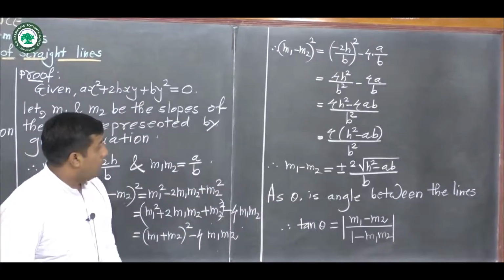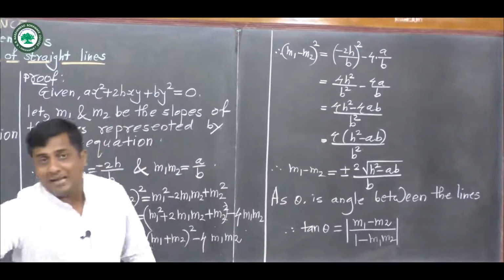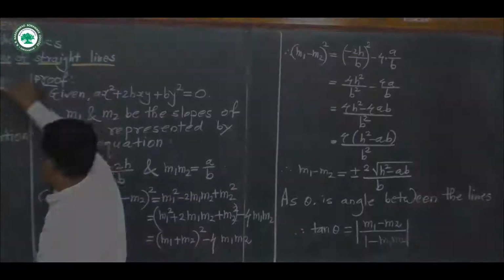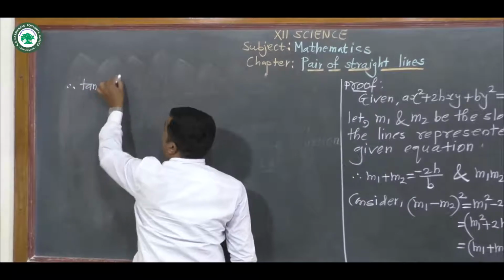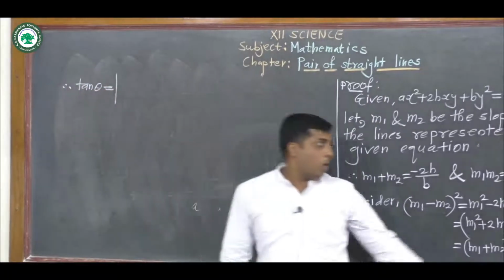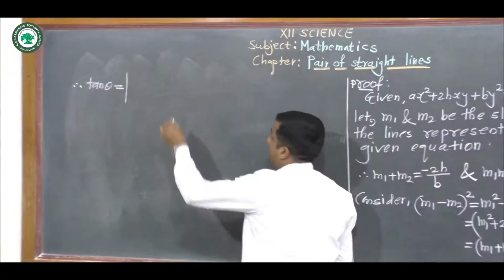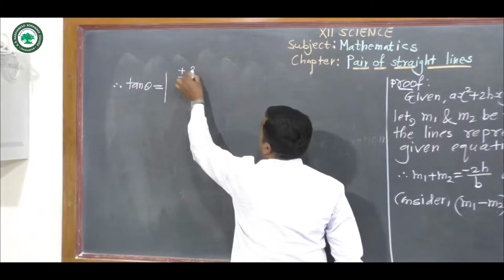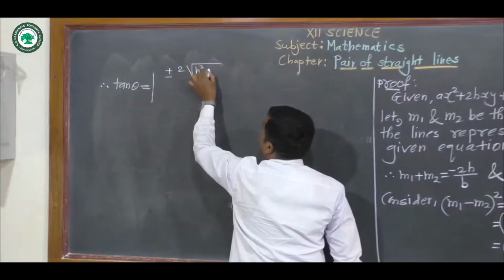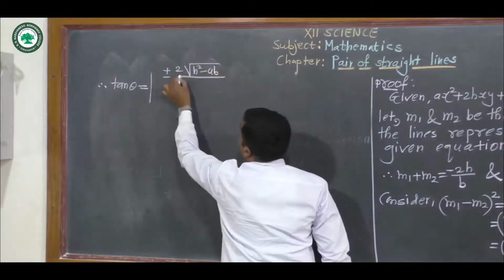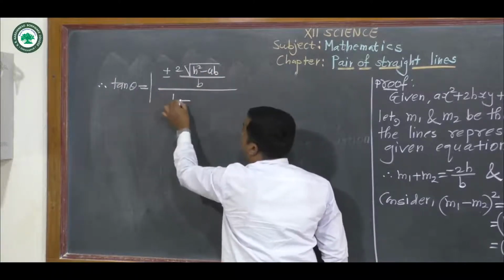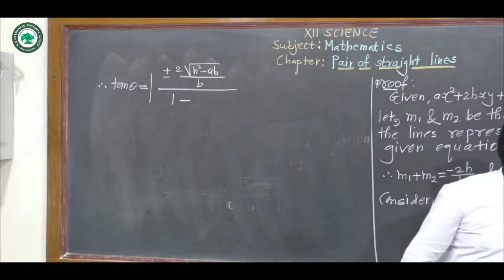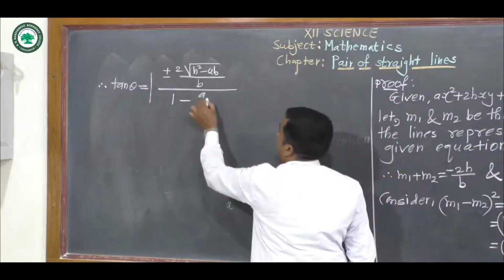Okay, so we replace m1 minus m2 and m1 m2 in this relation. Therefore here tan theta is equal to, inside the mod, we know m1 minus m2 is plus minus 2 into square root of h square minus ab, divided by b, and this whole divided by 1 minus, we know m1 m2 is a upon b.